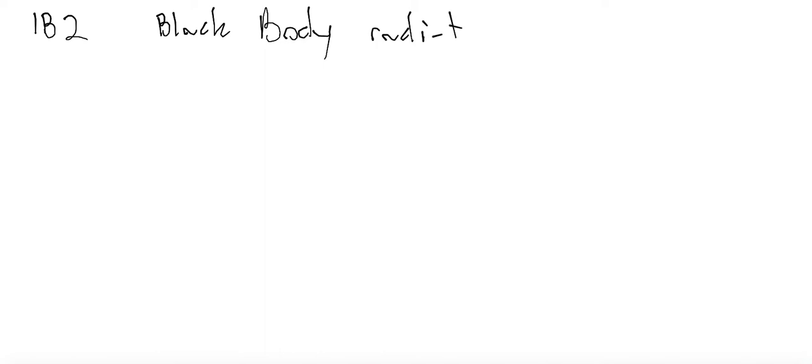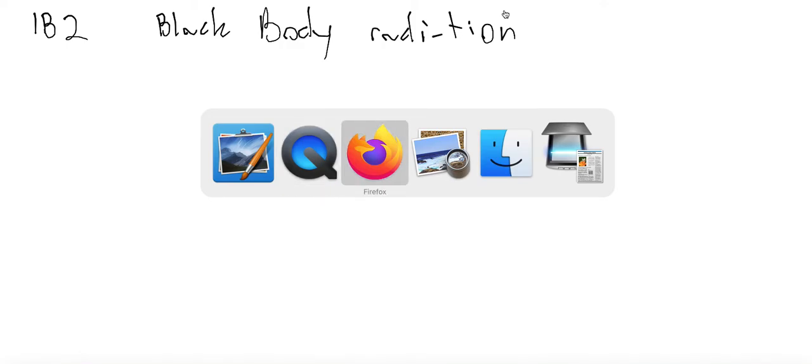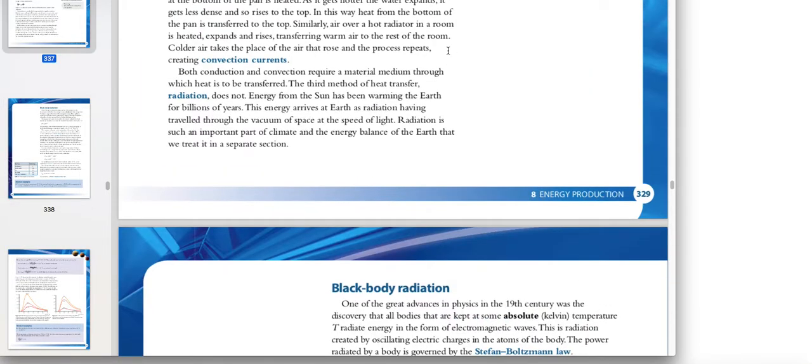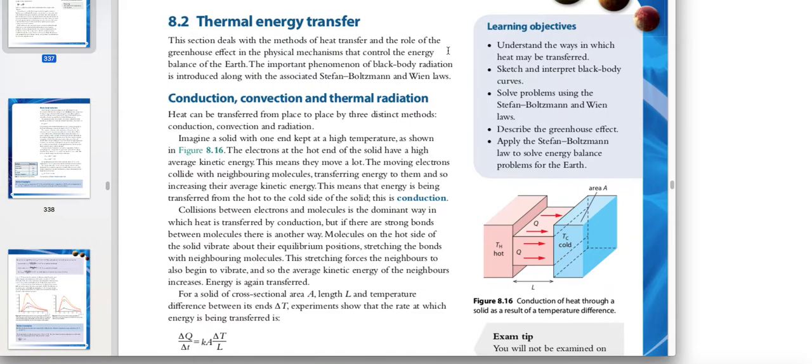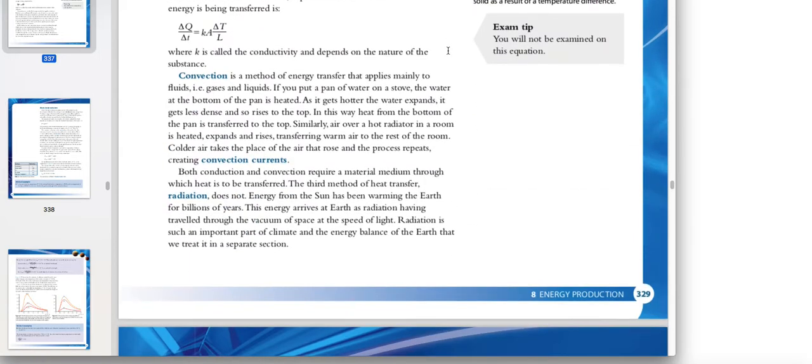Okay, I hope you are prepared for the lesson. You have pen, pencil, calculator, and of course your Tsokos. Yes? So please now open your Tsokos on page number 329.